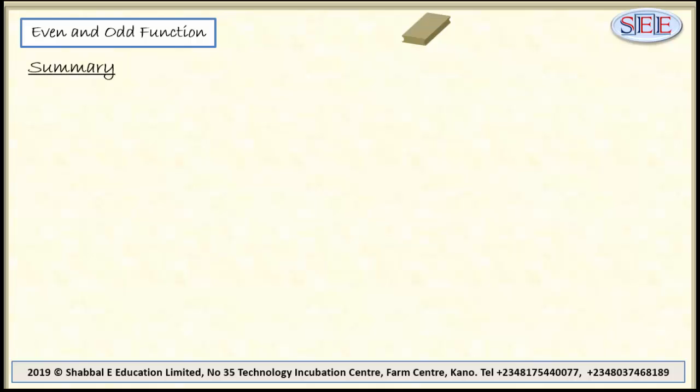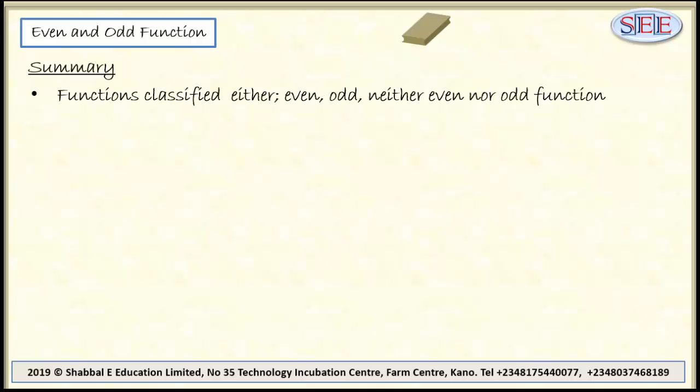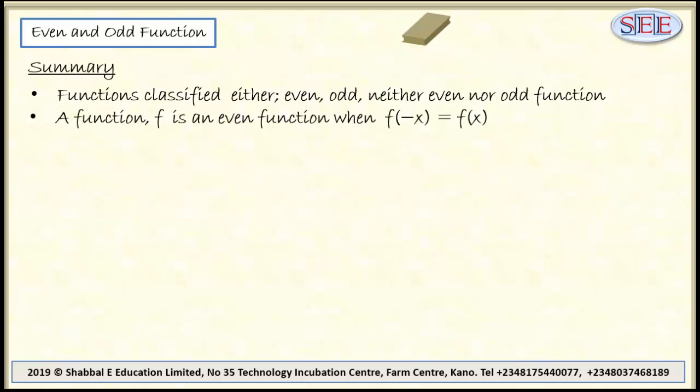And this is the end of this lesson. Let us now revise some of the things that you have learned in this lesson. You have learned that functions are classified into even, odd, and neither even nor odd functions. You have also learned that a function f is even when f of minus x is the same thing as f of x. You have also learned that a function f is odd if f of minus x is the same thing as minus f of x. These are some of the things that you have learned in this video.